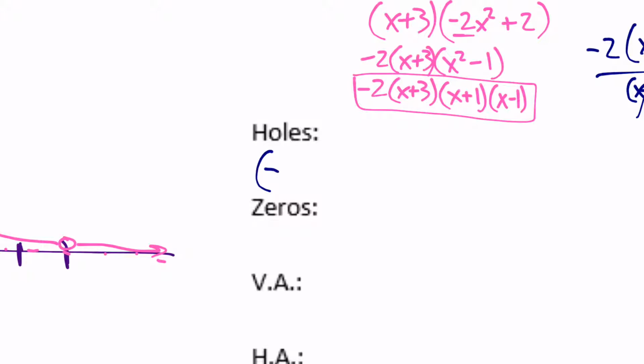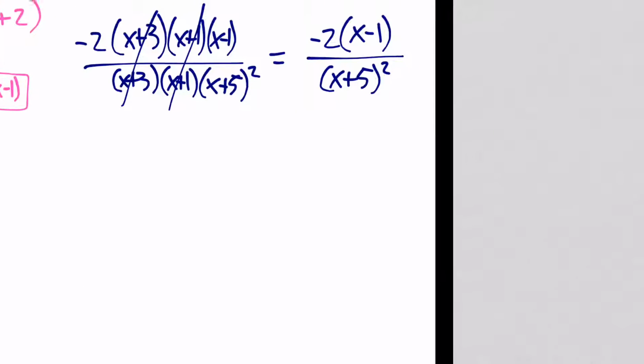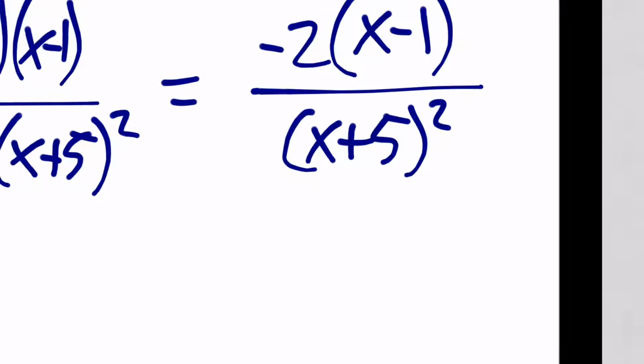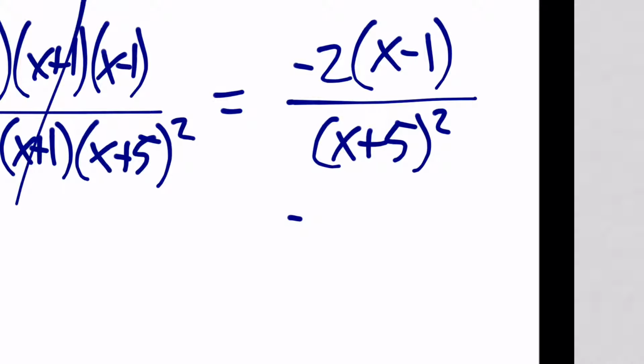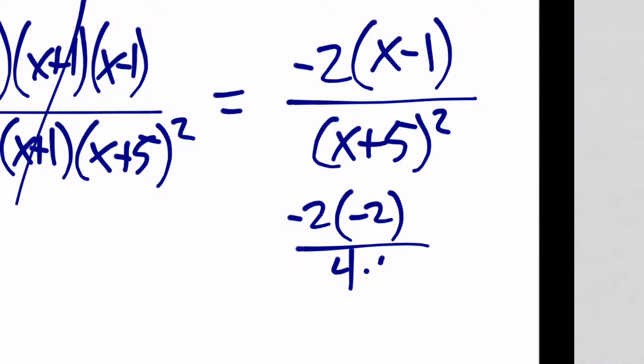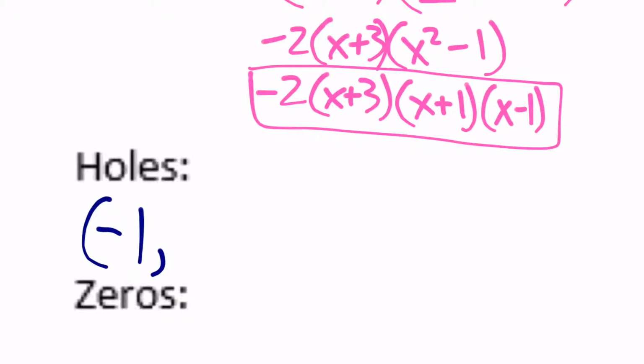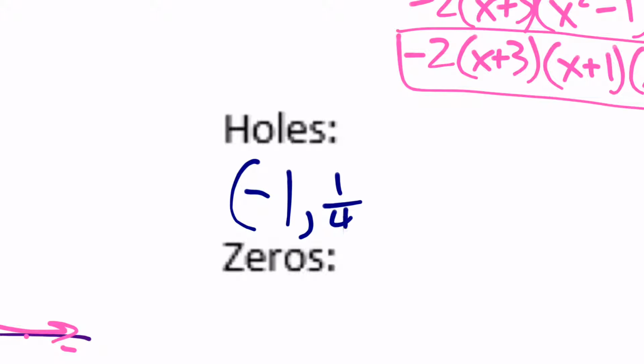So I said one hole at negative 1, but we need to know the y value of the hole. So we plug into this simplified equation. Let's plug in our negative 1. So we get negative 2 times negative 1 minus 1 is negative 2 over negative 1 plus 5 is 4 squared. So I have 4 times 4 in the bottom. Well, in the top, I have a double negative, so that's positive. And I have 2 times 2, which is 4. So those 2's will cancel out with one of those 4's, and I'll be left with just a positive 1/4. So over here, negative 1, comma, 1/4.